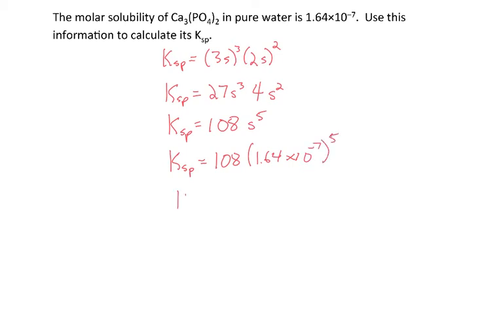And so when I raise that to the 5th power and multiply by 108, I get 1.32 times 10 to the minus 32 for the equilibrium constant. And so calcium phosphate is only very, very, very slightly soluble. It has a very small equilibrium constant for its dissolution in water.